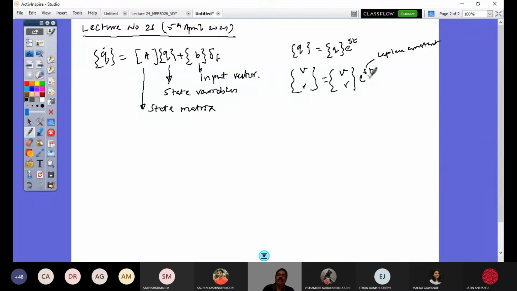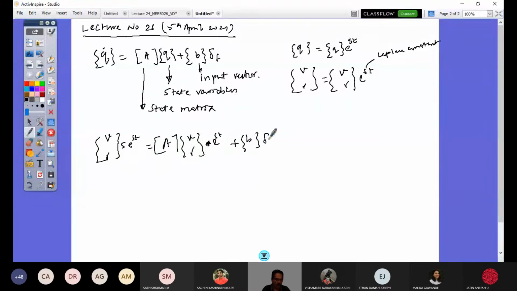Now if I substitute that in this equation, I get V R, and since it is Q dot, it is going to be S e raised to st. On this side it is A into V R e raised to st. There is no S here, just e raised to st, and here you would have B into delta F.